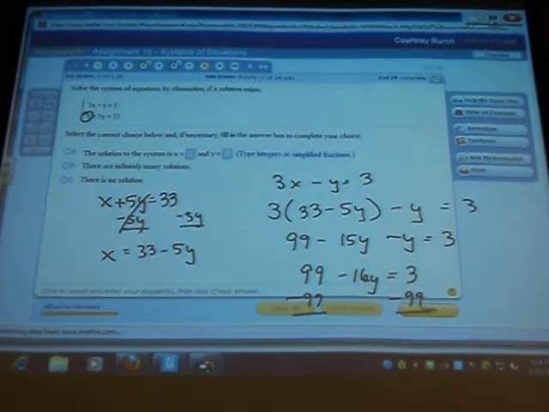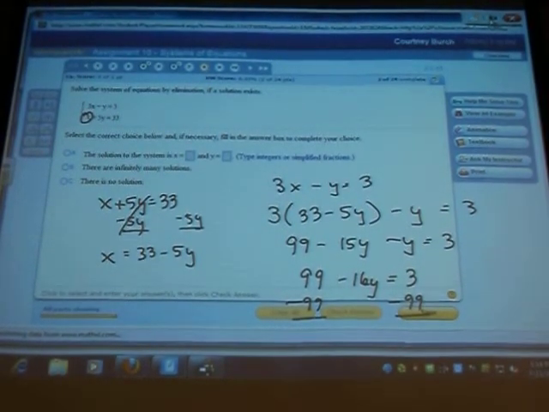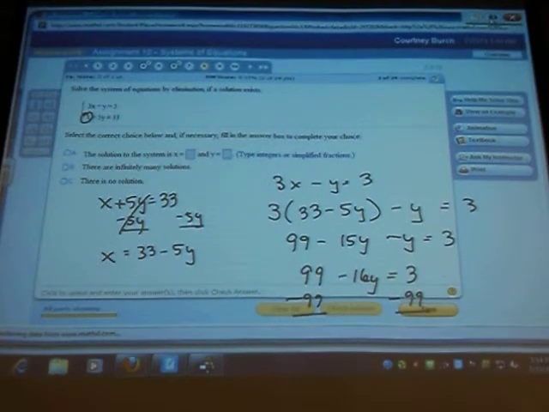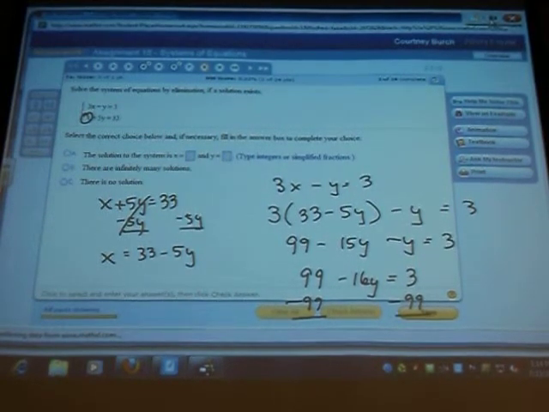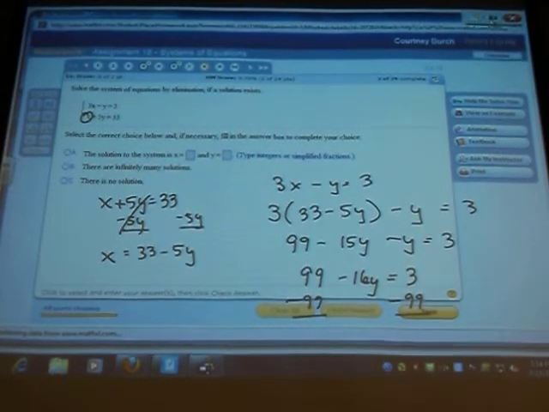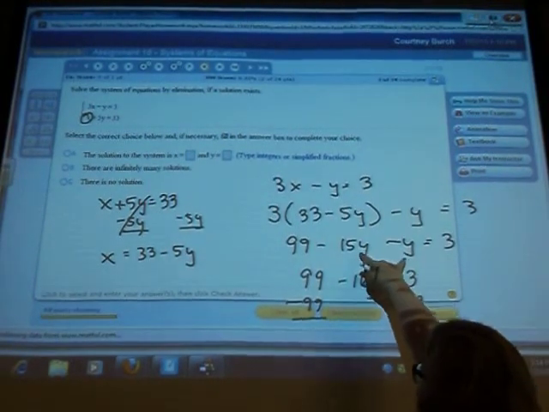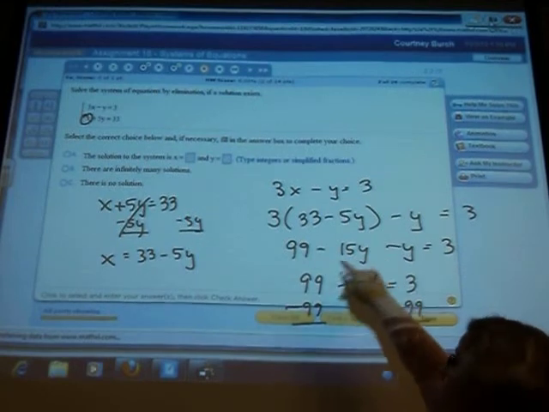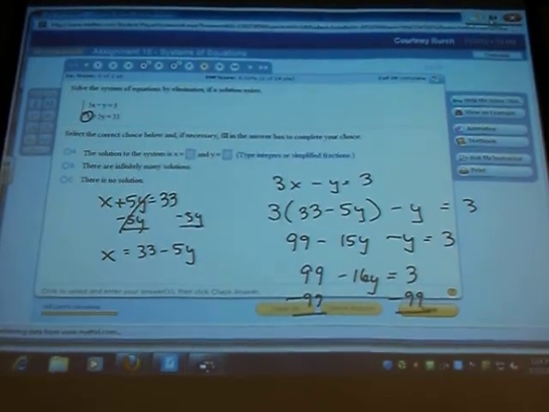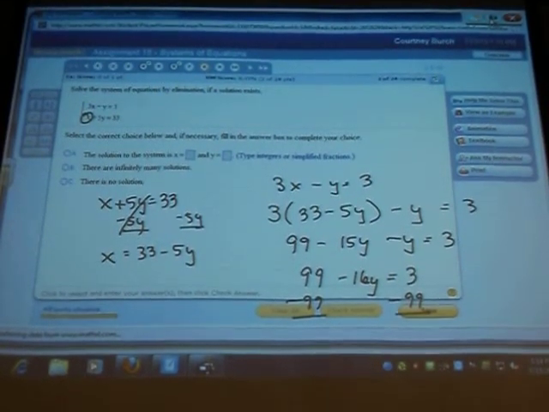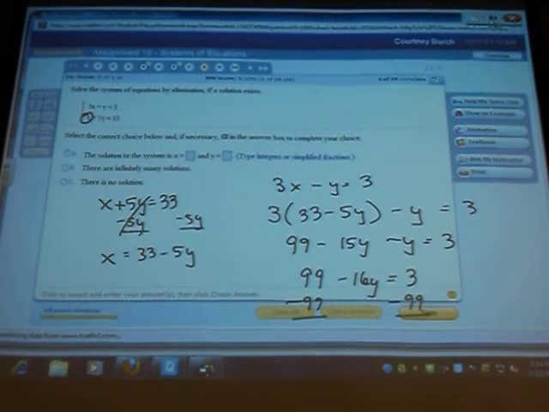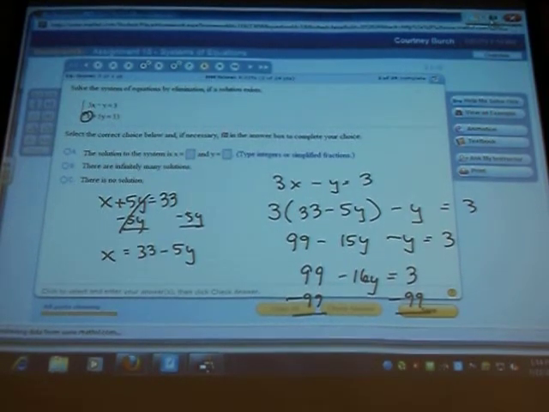How in this process would we see if both equations are the same? Your x's or your y's would go away at this point and you end up with just numbers. It's when there's something funny going on, when all your variables go away.